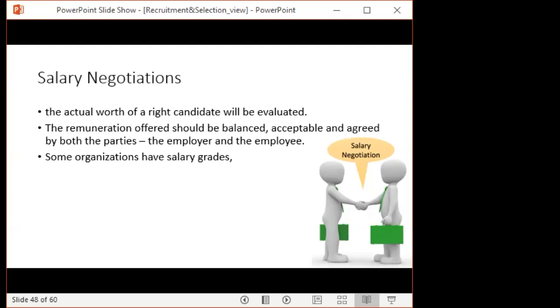wherein the actual worth of the right candidate will be evaluated.